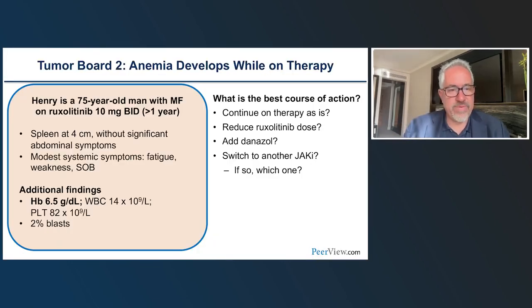So here's an individual, he's 75, he's been on Rux 10 BID for a little over a year. His spleen is at 4 centimeters, so he's probably had some reduction with that from baseline, so likely he's had benefit. He does not have significant abdominal symptoms, modest systemic symptoms, fatigue, etc. We do find that he's quite anemic, probably needs a transfusion. His hemoglobin is 6.5, white count is 14, platelets of 82, 2% blasts.